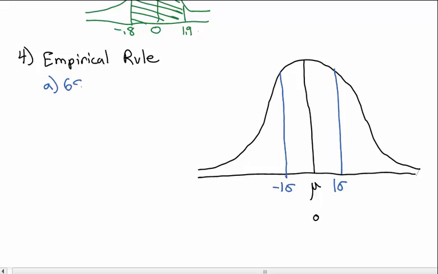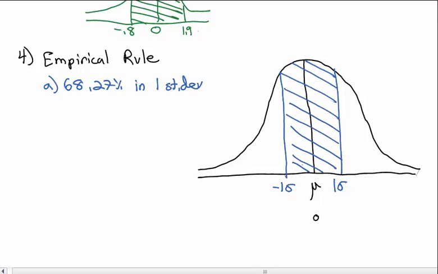Turns out there is about 68.27% within one standard deviation of the mean. So this blue area here is 0.6827. That's how much area is within one standard deviation of the mean.